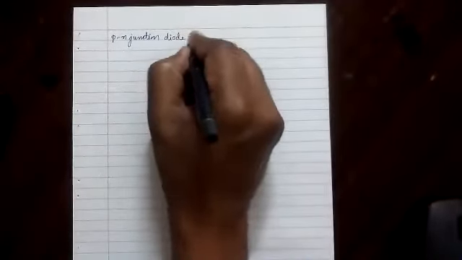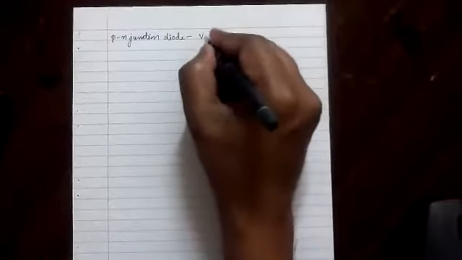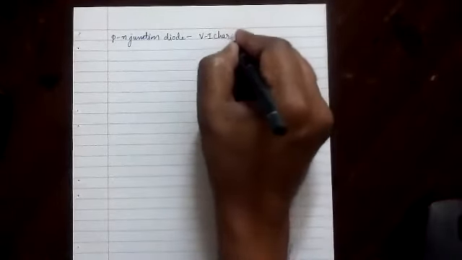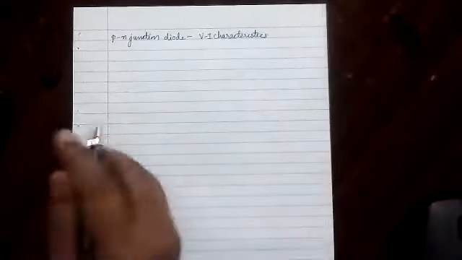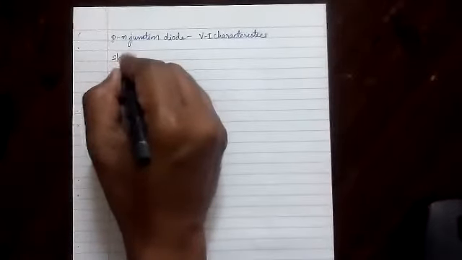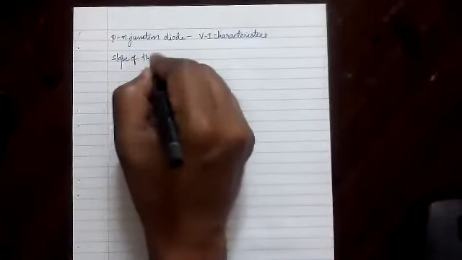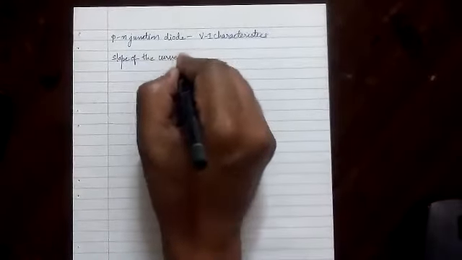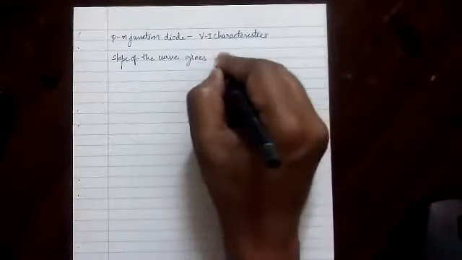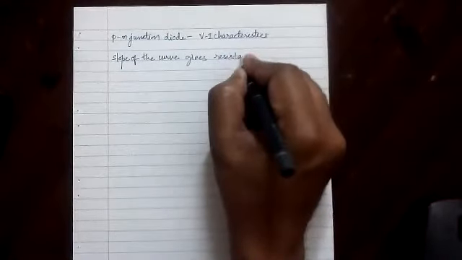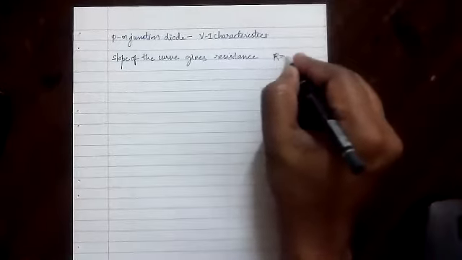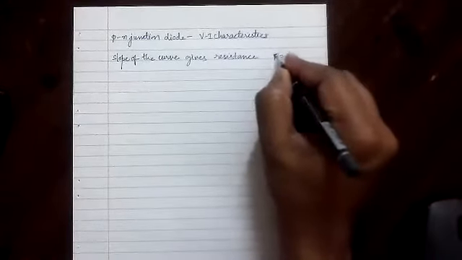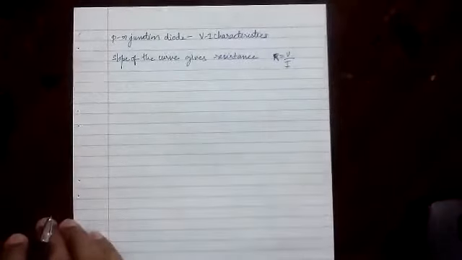So for a PN junction diode, we have VI characteristics. From the VI characteristics, the slope of the curve gives resistance. That you already know. How? R equals V by I. Just find the slope of the curve, then we'll get resistance.